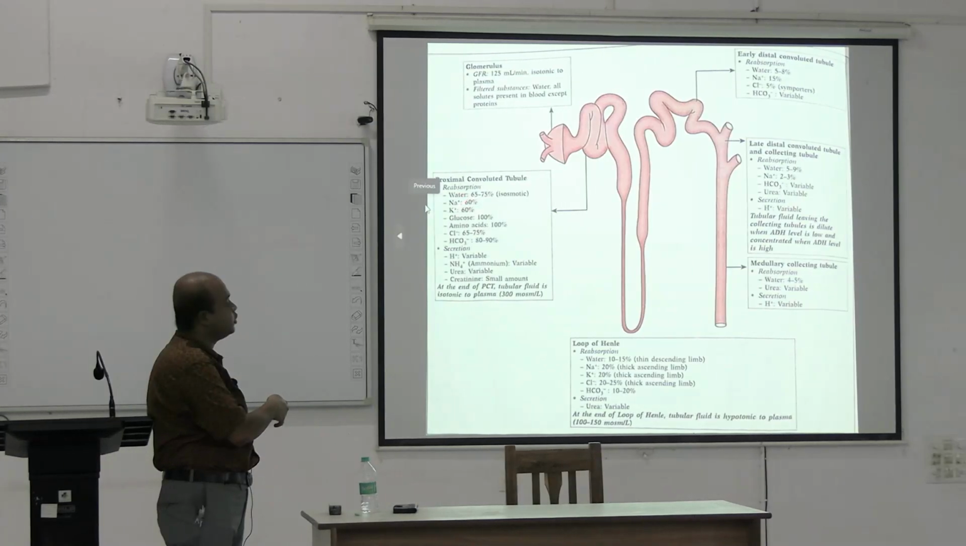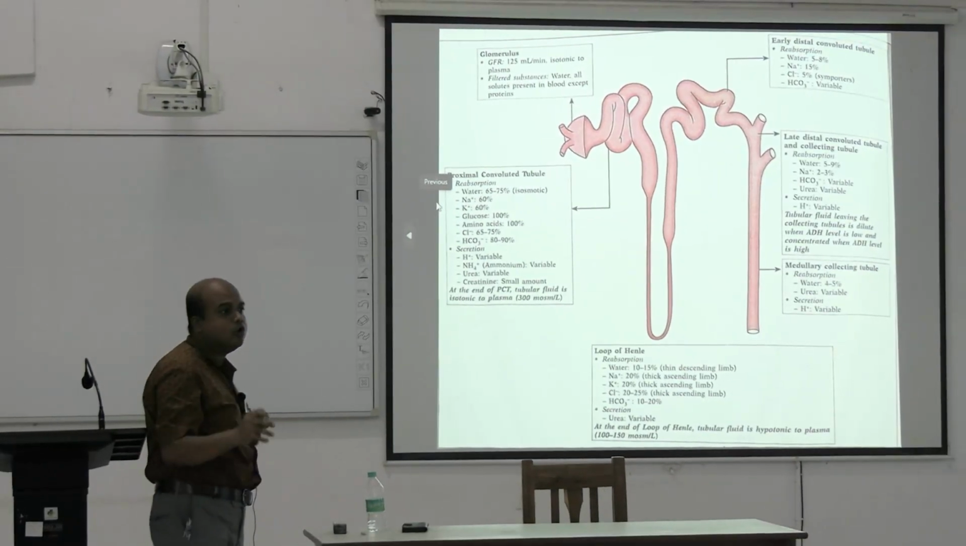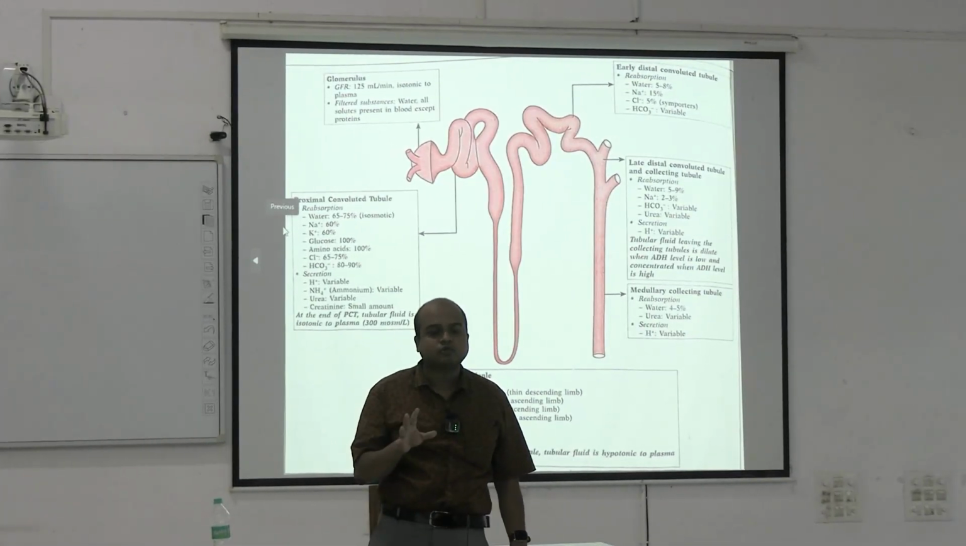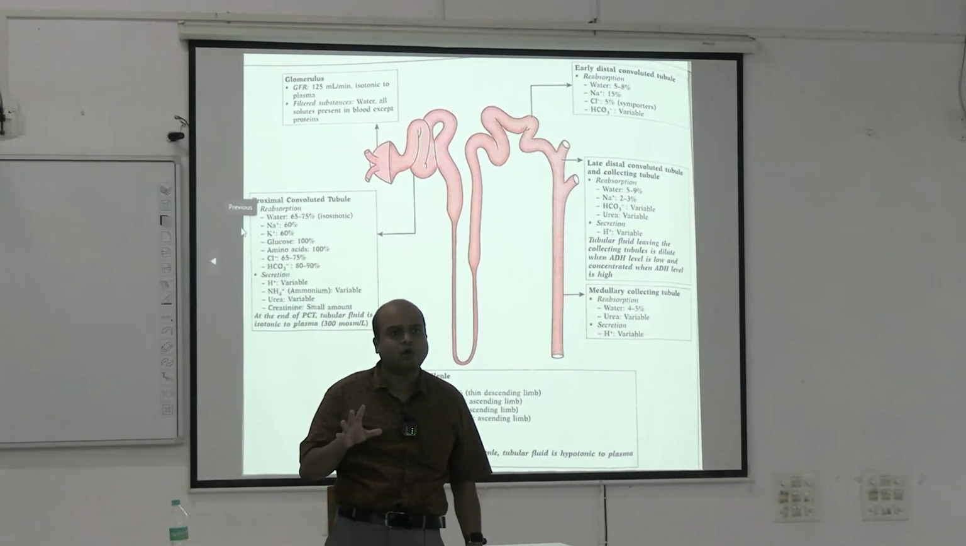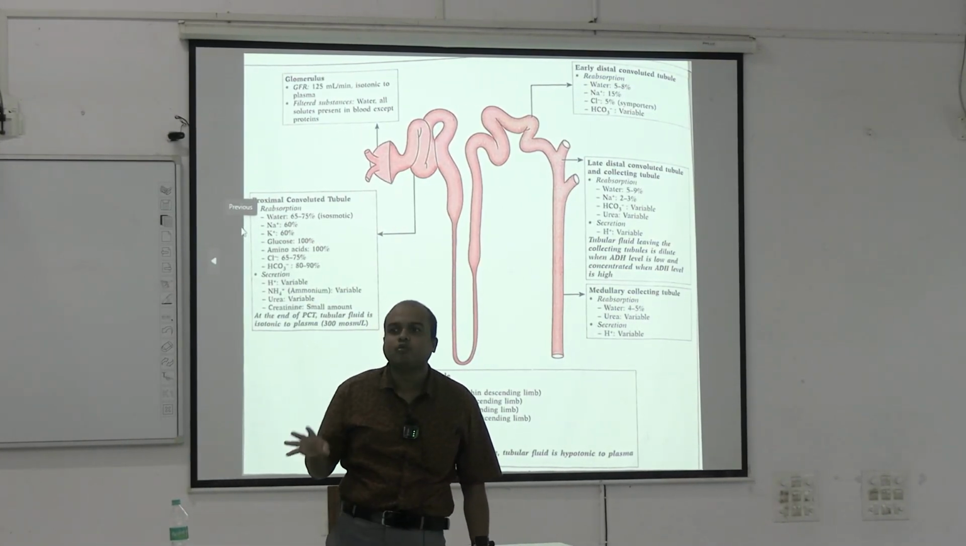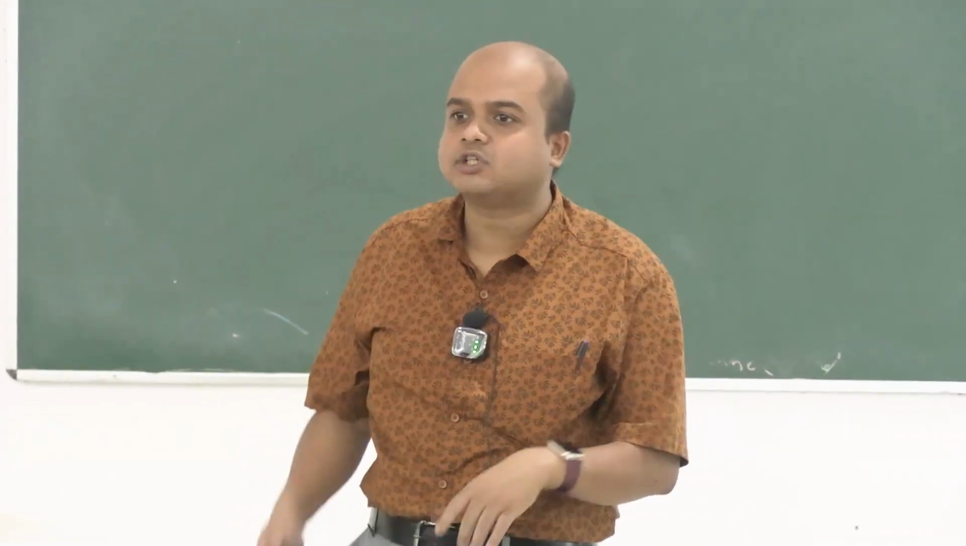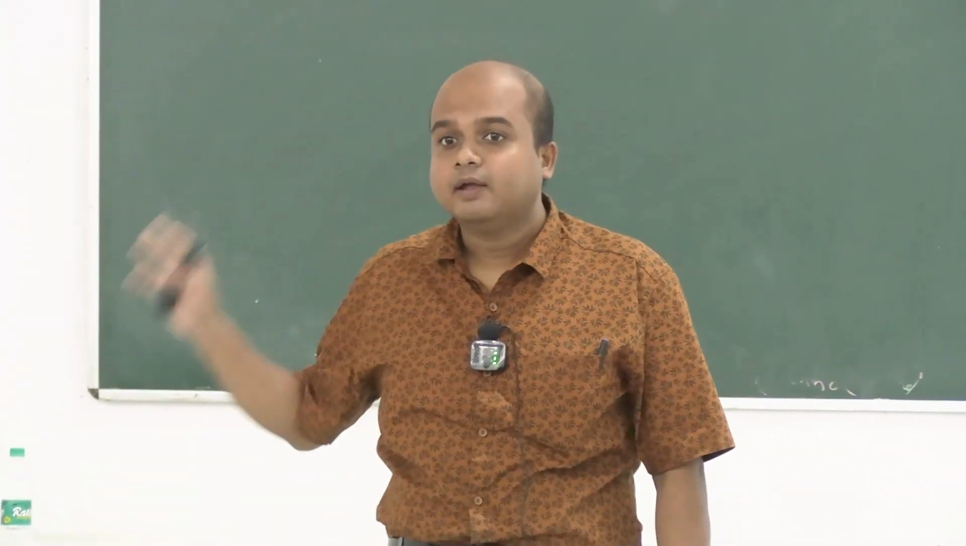Reabsorption of water and sodium is most in the proximal tubule. Whatever values are given here, standard textbooks write 65, 67, almost 70% of sodium and water is reabsorbed in the proximal tubule. And how much glucose in the proximal tubule? Theoretically 100%. Whatever glucose comes, physiologically will be reabsorbed in the proximal tubule itself.